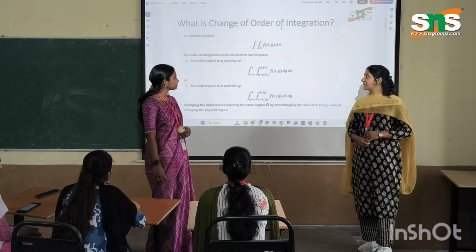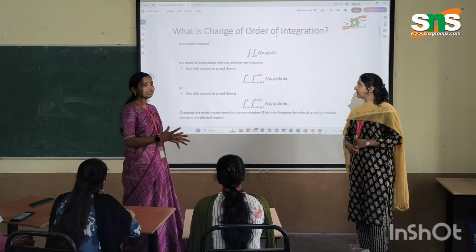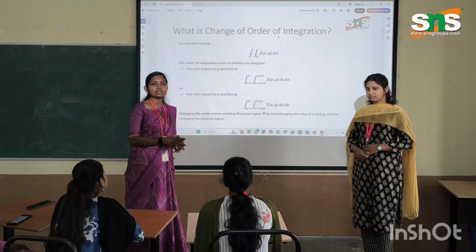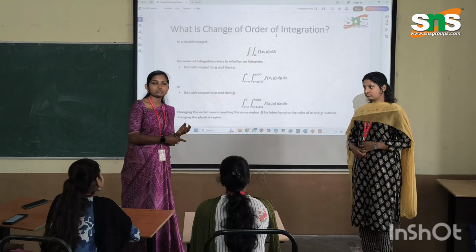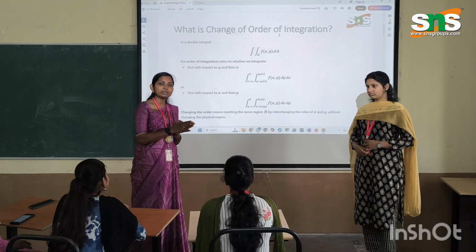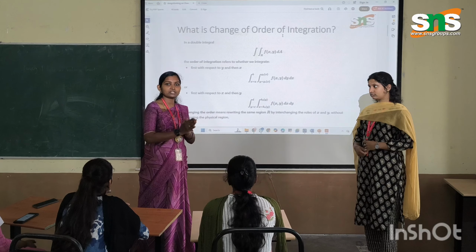What is change of order of integration? So, as already discussed, what is change of order of integration? We have just got a value of x and y here. That x and y's limits are to be changed with the help of the given limits to y and x. X and y will be interchanged to y and x.